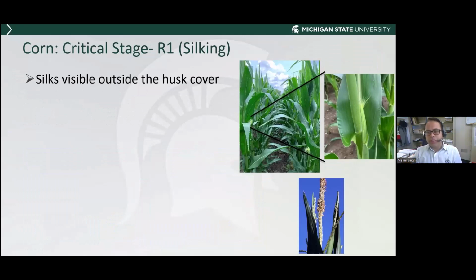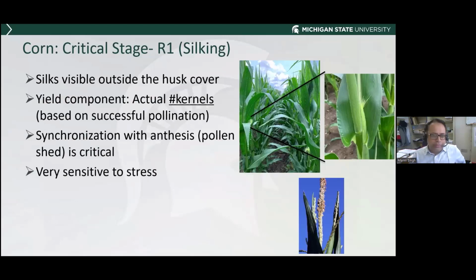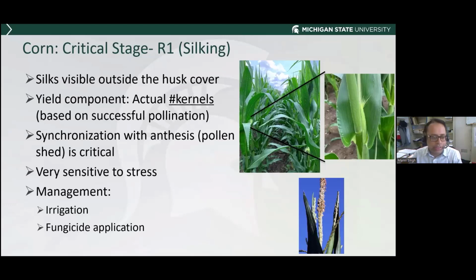R1 is probably the most critical stage in a corn plant. That's where the silks are visible outside of the husk cover, as you can see in a couple of these pictures. And this stage is very important. Again, this is where the pollination is happening, right? That's where we have to make sure that there is a synchrony between silking and pollen shed from the tassel, right? And it's very sensitive to stresses. And this is where the actual number of kernels is being determined on that ear, right?